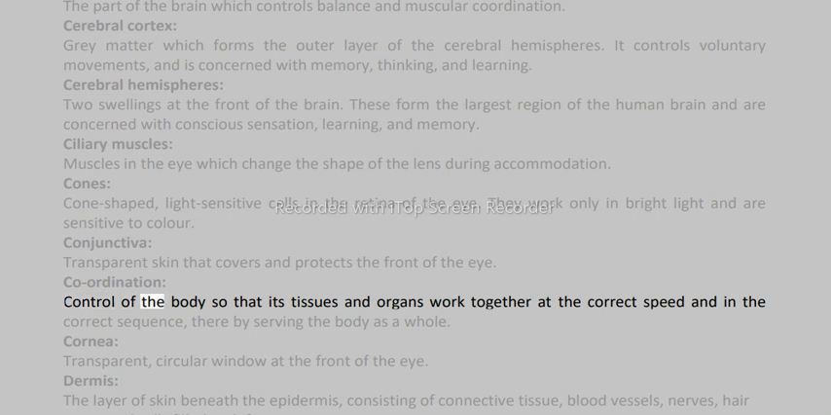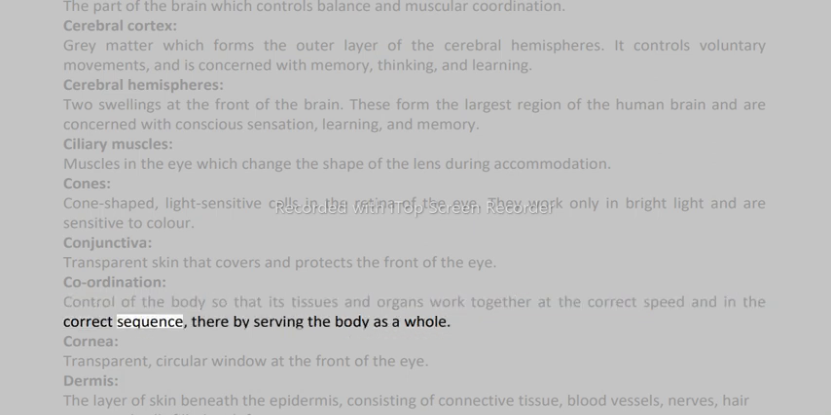Coordination, control of the body so that its tissues and organs work together at the correct speed and in the correct sequence, thereby serving the body as a whole. Cornea, transparent, circular window at the front of the eye.